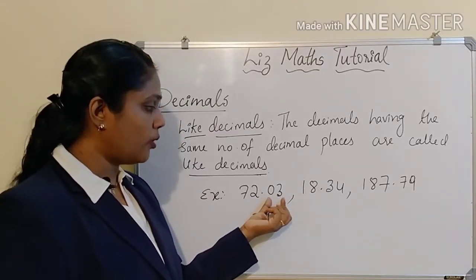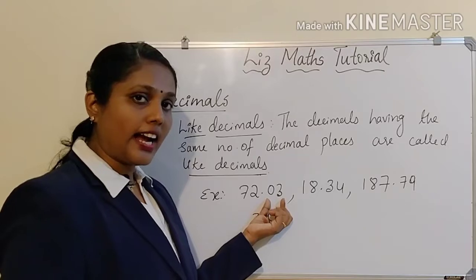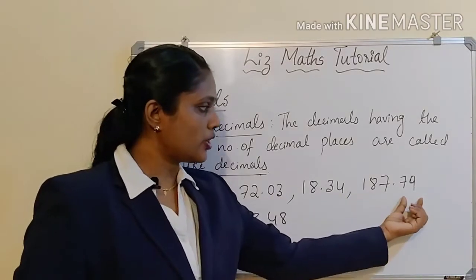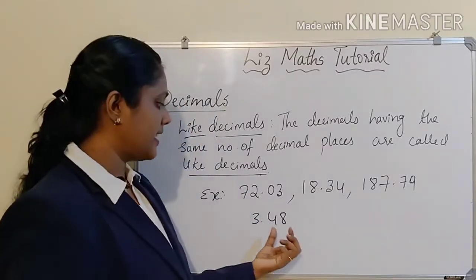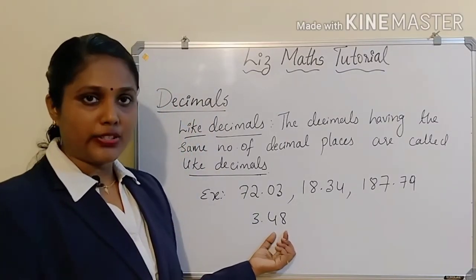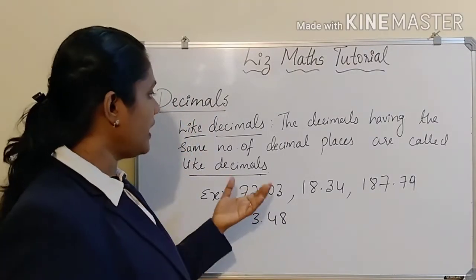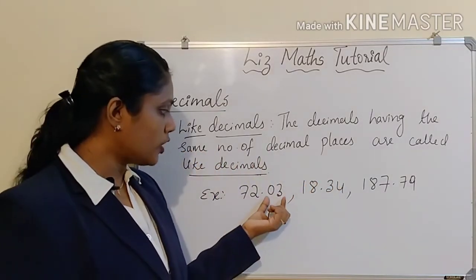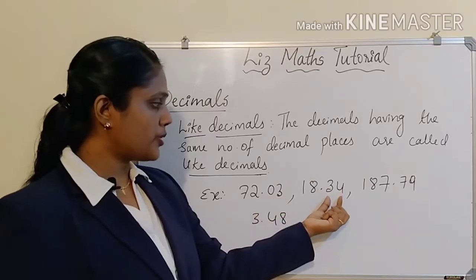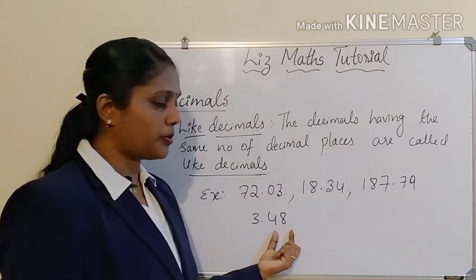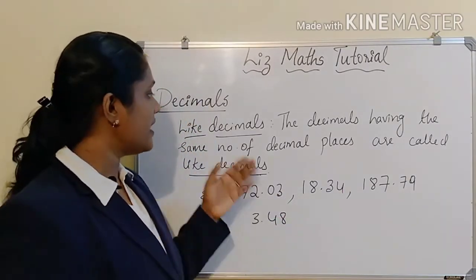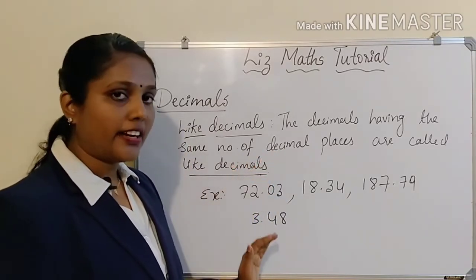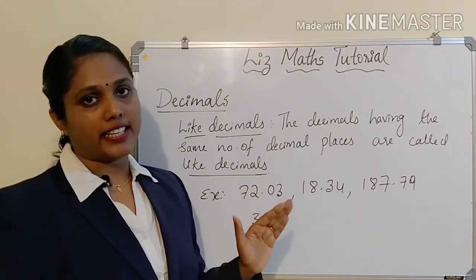Here you have only tens and hundreds. Here also tens and hundreds, here also, here also. Got it? So we have the same number of decimal places, not more than that. Here 2, here also 2, here also 2, here also 2 places only. When you have the same number of places, we call them like decimals.